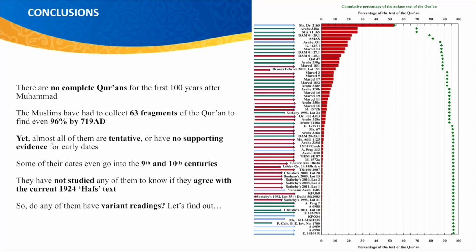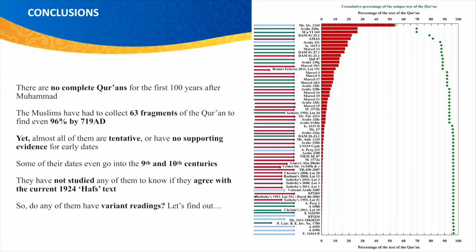Put up the next slide. I want you to put up this next slide. What we're now seeing is that when Mansoor made this claim, he was quoting from his own website. He was quoting from the material that he has, because that's the only thing he can quote from. We now realize that there are no complete Qurans for the first 100 years of Muhammad, because we can't find even a complete Quran for the 9th or 10th century either. The Muslims have had to collect 63 fragments of the Quran to find even 96%.